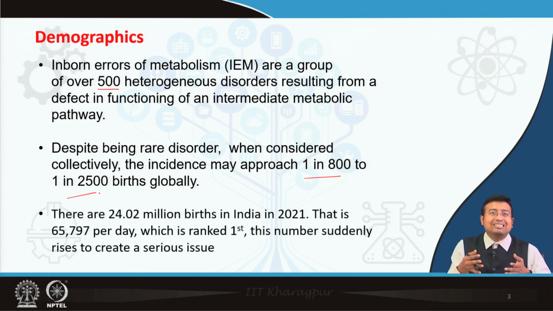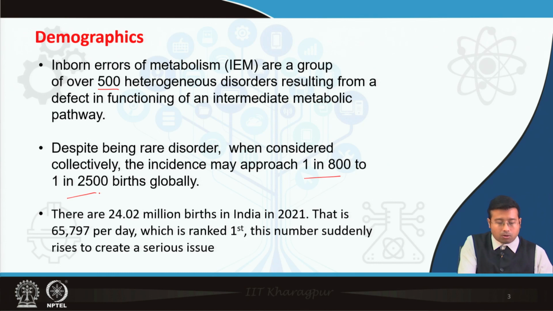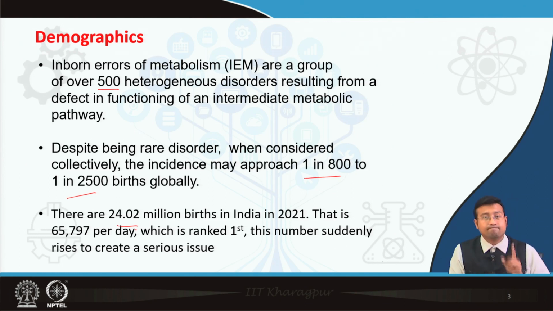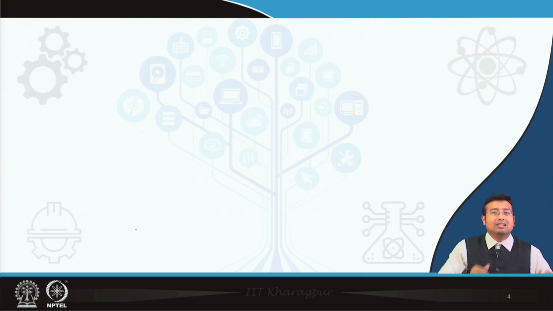However, the country that we are staying in is the highest in population, right? We have crossed China. We all know 24 million births happened in India in the year 2011. That roughly corresponds to more than 65,000 per day. With such large numbers, the problem suddenly rises to a grave level in the Indian scenario. So, we are very much concerned about these diseases in spite of their rare incidence.